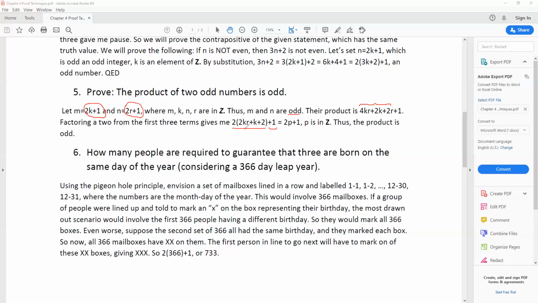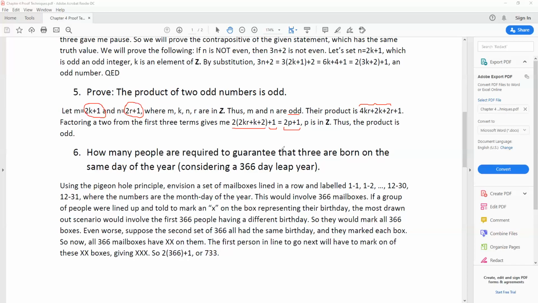Now 2kr plus k plus 2 is just another integer, so I decided to call that p, which gives me 2p plus 1, and anytime you have twice a number plus 1, you have an odd number. So the product of two odd numbers produces another odd number.